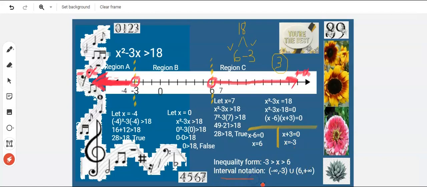So for the interval notation, we have an open boundary at the left side, negative infinity, comma, negative 3. And then we have a closed parenthesis here, not a closed bracket, because negative 3 is not part of the solution set. And then union, then we have from 6, and we have an open parenthesis because 6 is not part of the solution set, going to positive infinity. And it's also an open boundary, so we have a closed parenthesis after positive infinity.